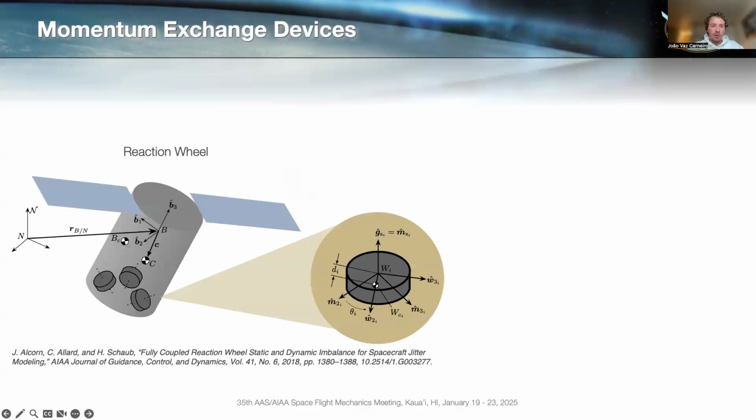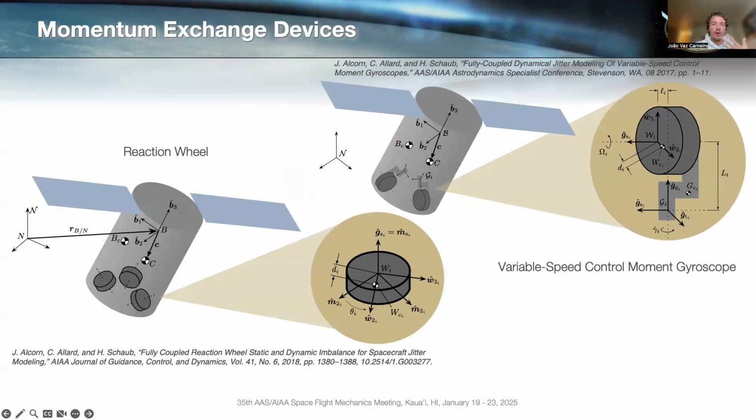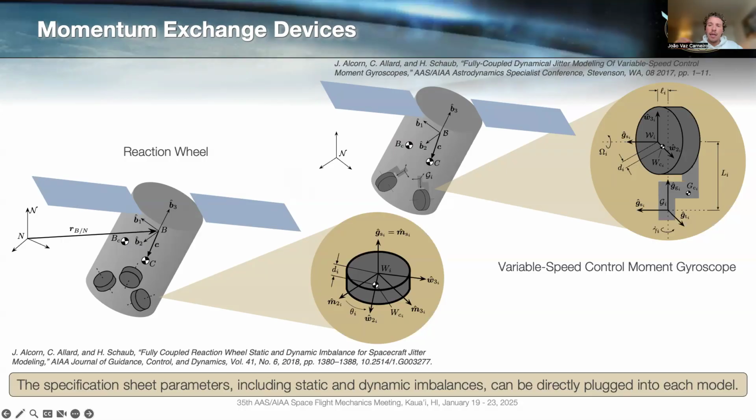So here we've defined reaction wheels and also variable speed control moment gyroscopes. Reaction wheels are 1 degree of freedom components. Variable speed control moment gyroscopes are 2 degree of freedom. And here the key aspect of this formulation, obviously using the back substitution method and all its benefits, is that the model is done in such a way that the spec sheet parameters can be readily plugged into the model.